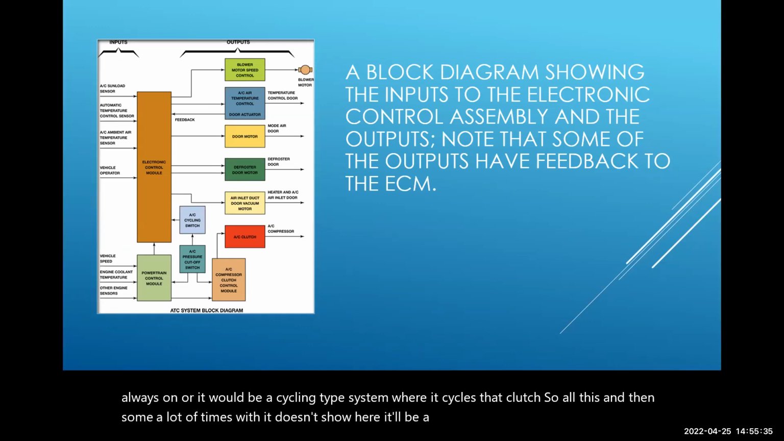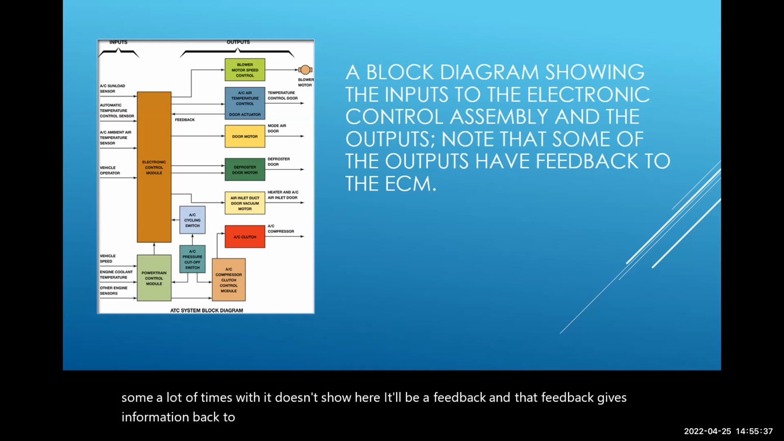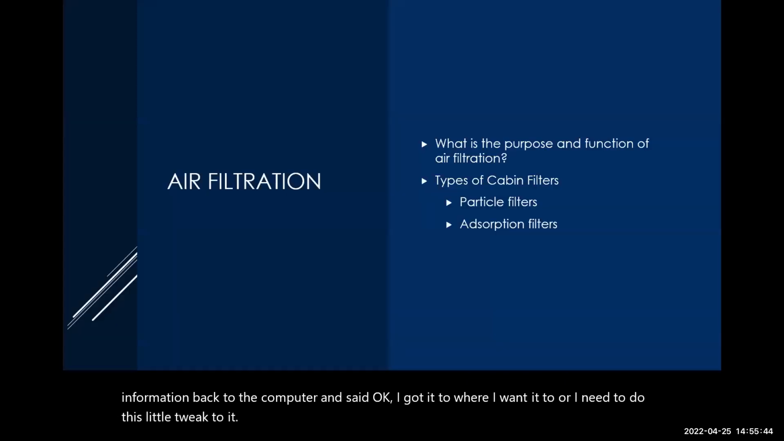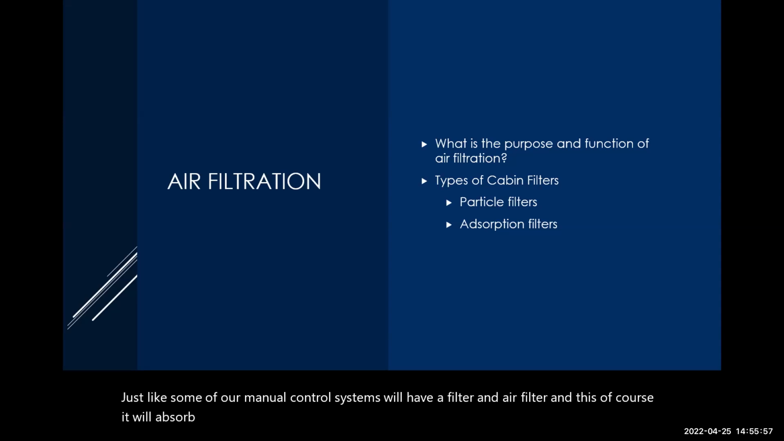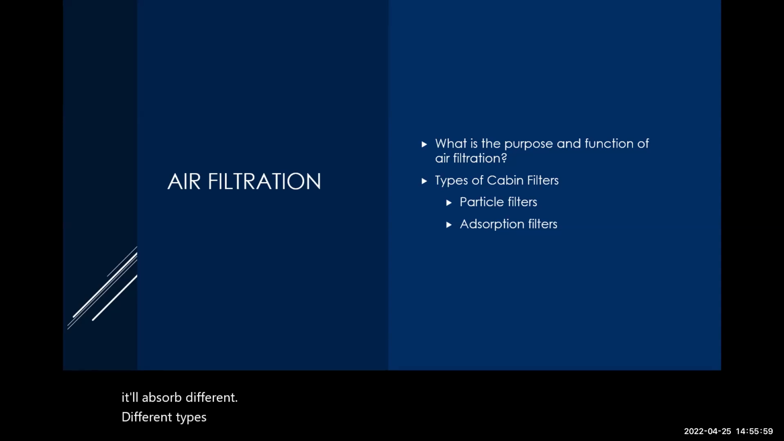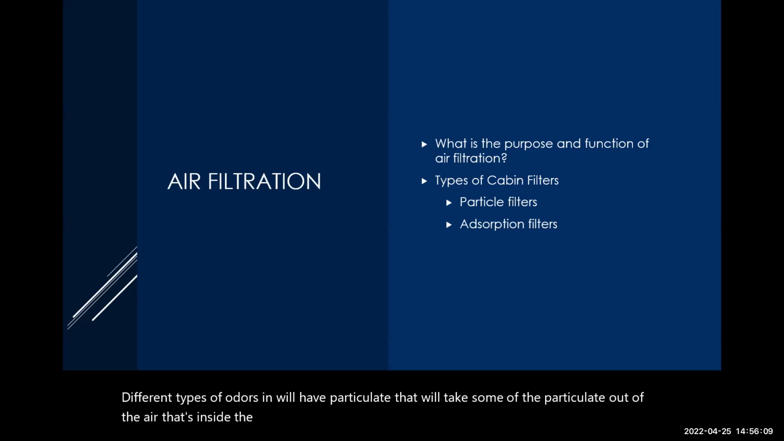And that feedback gives information back to the computer, saying, okay, I got it to where I want it, or I need to do this little tweak to it. Now, just like some of our manual control systems will have a filter, an air filter, it'll absorb different types of odors, and take some of the particulate out of the air that's inside the car. Early on, we didn't have anything like this.